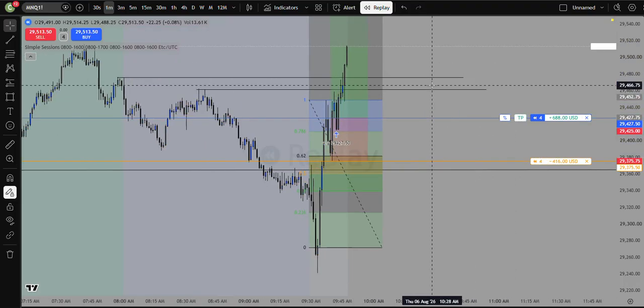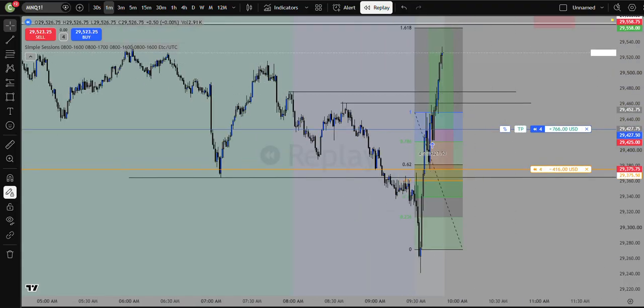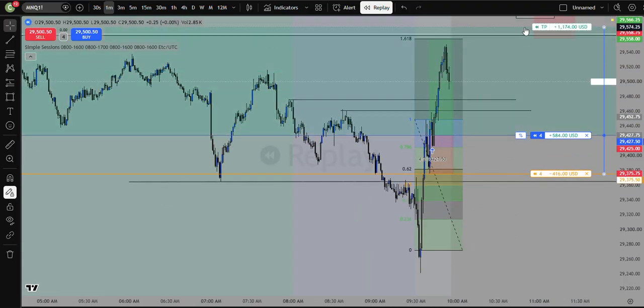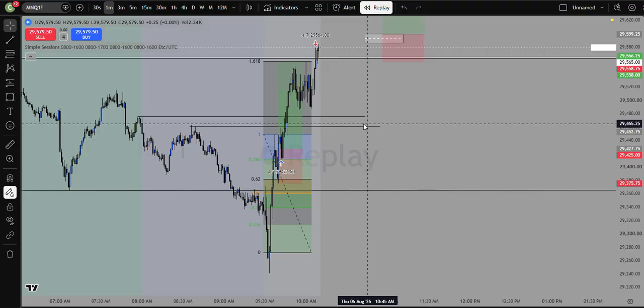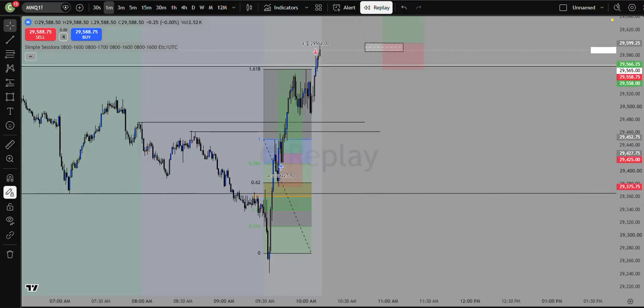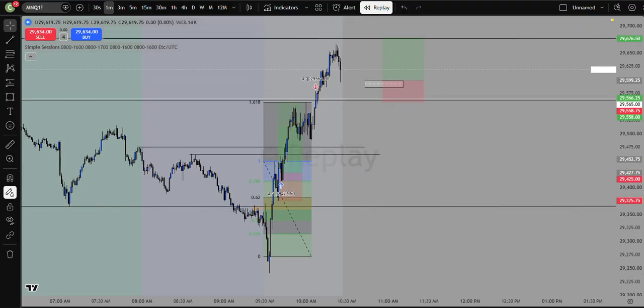So price tags us in. We're in here. Then this would have been our take profit, targeting the external liquidity. Boom, on round in session. And we could have taken another entry over here.